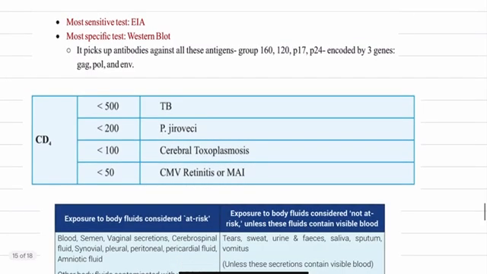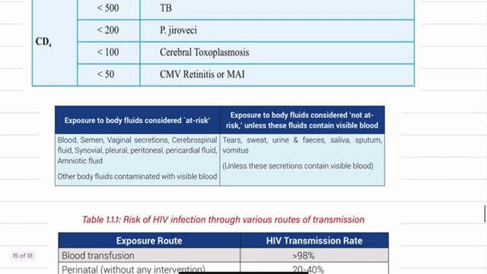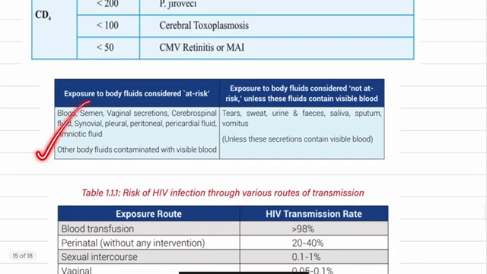Now a CD4 count is given, and what are the possible infections in that patient? With a CD4 count less than 500, it causes TB. Less than 200, pneumocystis jirovecii is common. Less than 100, cerebral toxoplasmosis is common, and less than 50, CMV retinitis is common. This is also a common question.